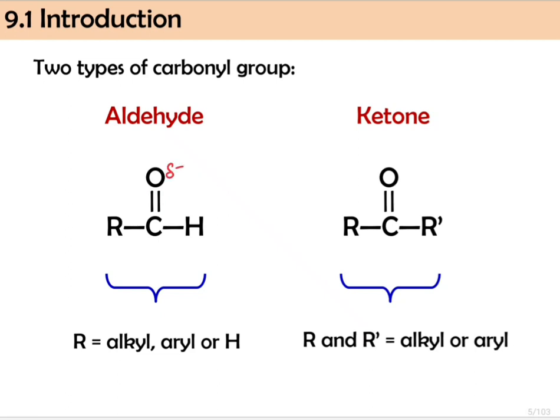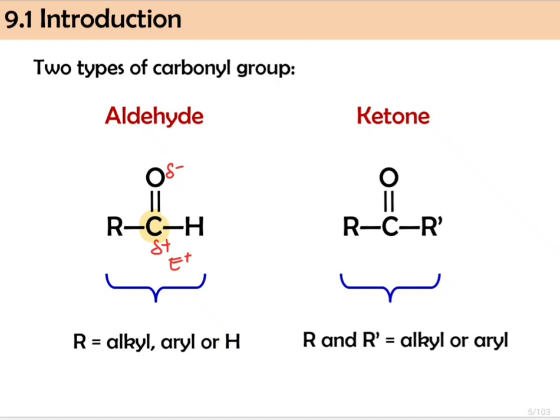Jadi dia akan jadi delta negatif lah, seolah-olah dapat elektron. Menyebabkan carbon delta positif. Okay, jadi ini juga sebab kenapa carbonyl compounds adalah polar. Sebab kita ada different partial charge. And also this is electrophilic site because actually carbon ini kurang dengan elektron. Okay, therefore dia adalah electrophile. Okay, jadi salah satu reaction yang carbonyl akan go through adalah nucleophilic addition.